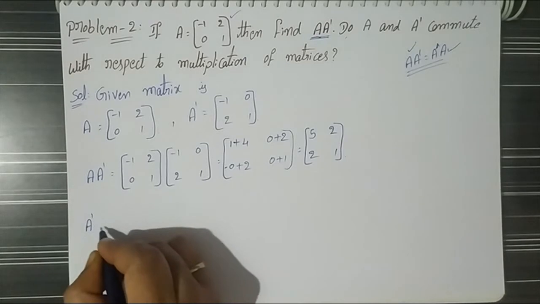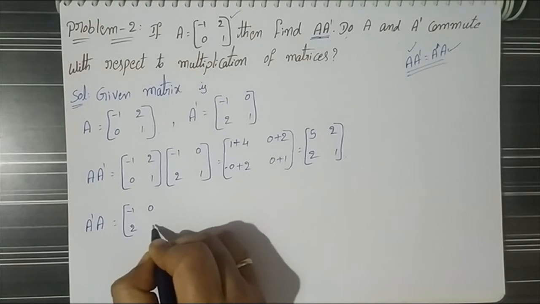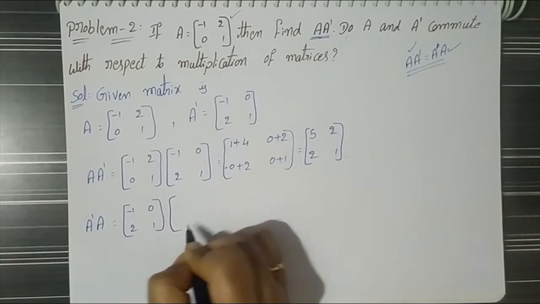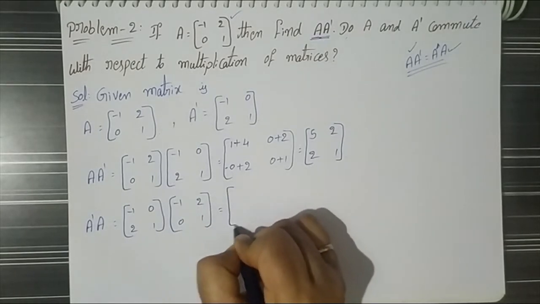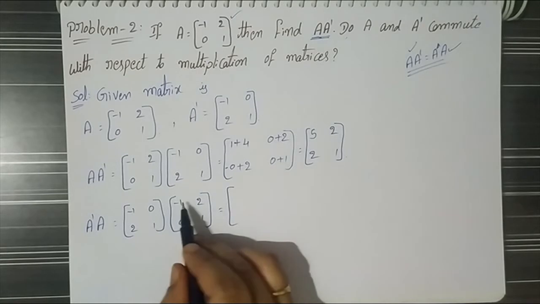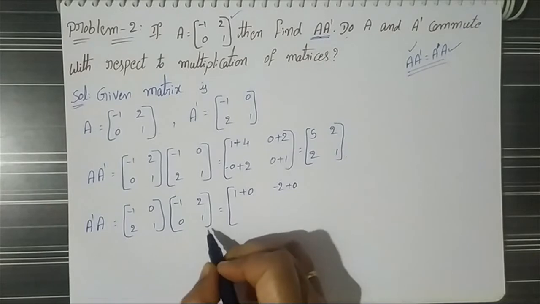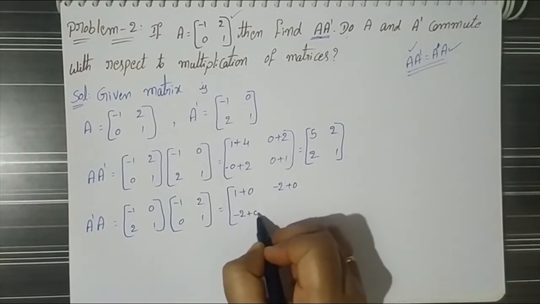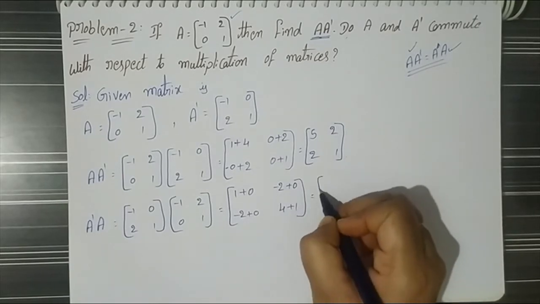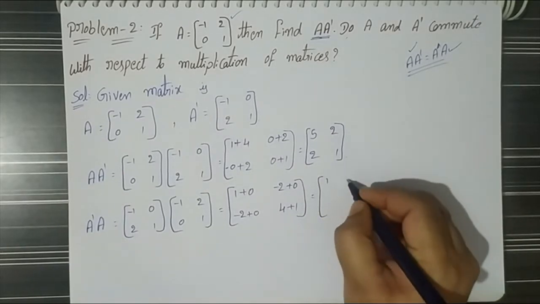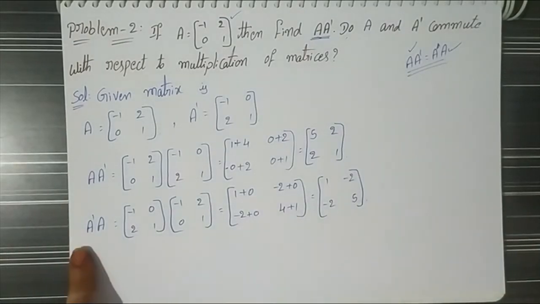Next we find A dash A, that means minus 1 0 2 1 into minus 1 2 0 1, that is equal to, first row first column, 1 plus 0, 1; minus 2 plus 0, minus 2; minus 2 plus 0, minus 2; 4 plus 1, 5. That is equal to 1 minus 2 minus 2 5. This is the A dash A value.